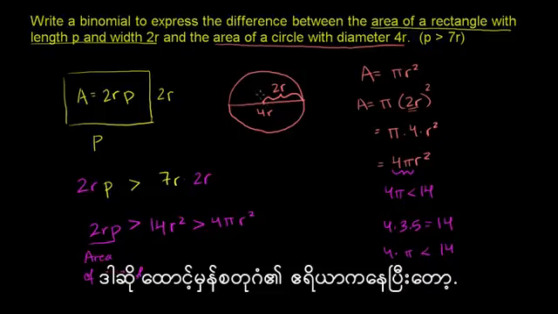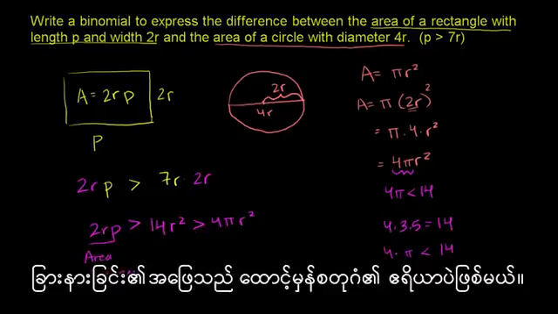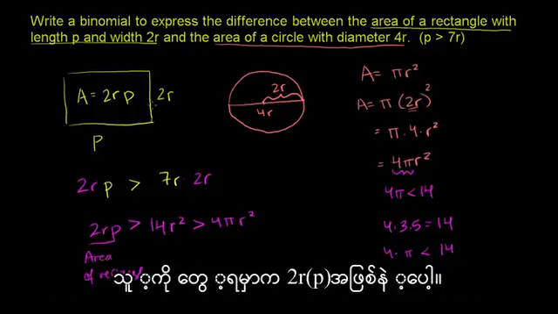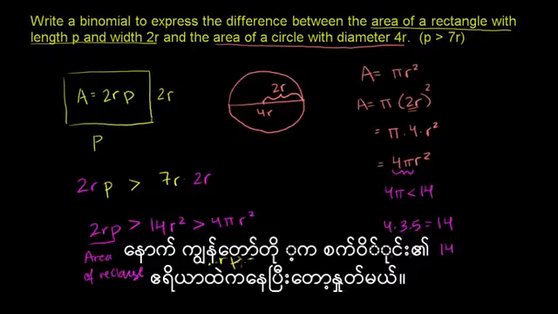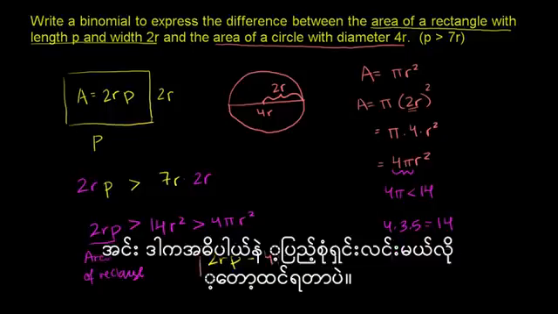So we can just subtract the circle's area from the rectangle's area to find the difference. So the difference is going to be the area of the rectangle, which we already figured out is 2rp, and we're going to subtract from that the area of the circle. The area of the circle is 4 pi r squared. So hopefully that made sense.